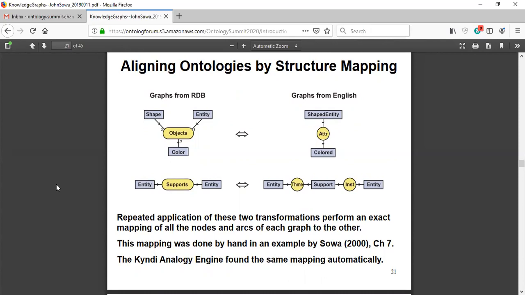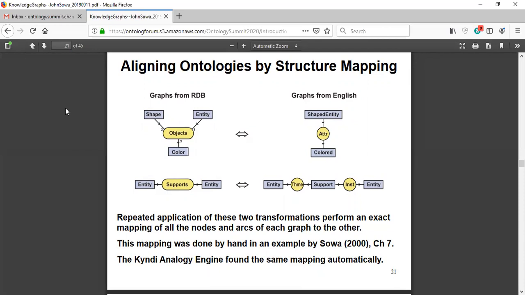It says that the graphs from the RDB map to and from the graph of this form from English. And so on the left-hand side, there are the graphs derived from the database. And on the right-hand side are the graphs derived from English. And by repeated application of these two transformations, you can do an exact translation of the one graph to the other. And this is an example that came out of my Knowledge Representation book in 2000. And I had said in that book that you had to do that by hand, but Arun just pressed the button and presto zingo, his computer system found that mapping. Now that was very encouraging. Now that was 2001, that was 18 years ago.